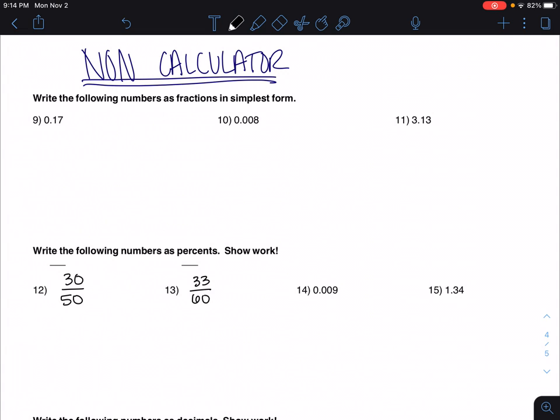Hello everyone, this is going to be the non-calculator portion of your Module 2 practice test. So the first set of directions says write the following numbers as fractions in simplest form.